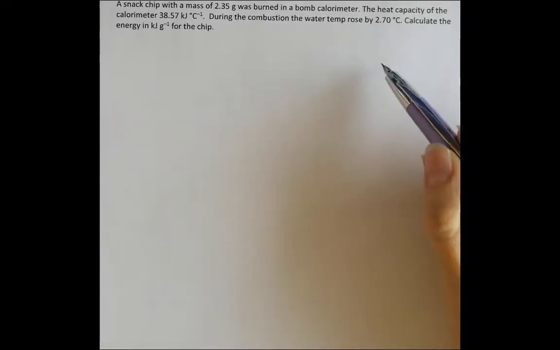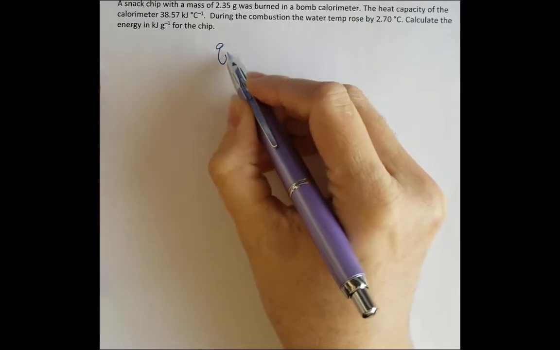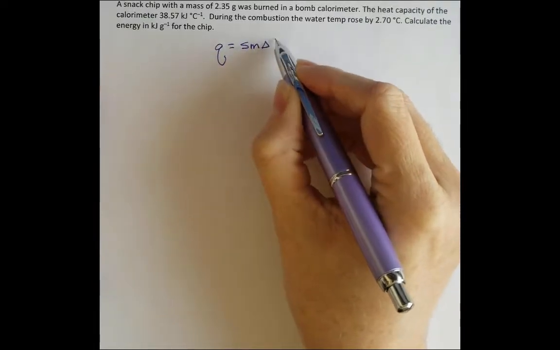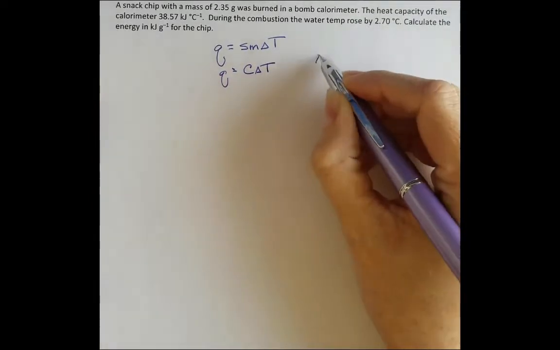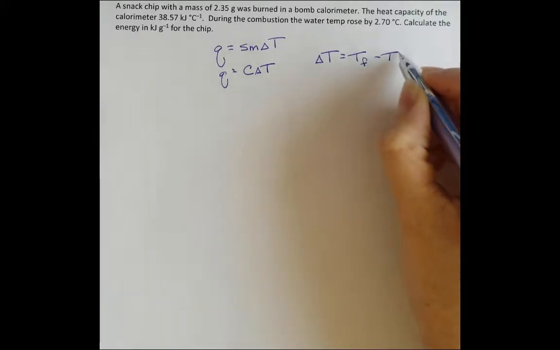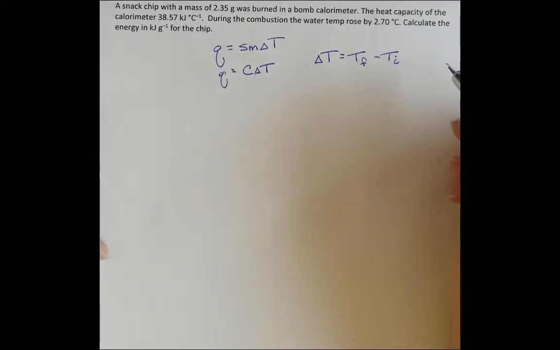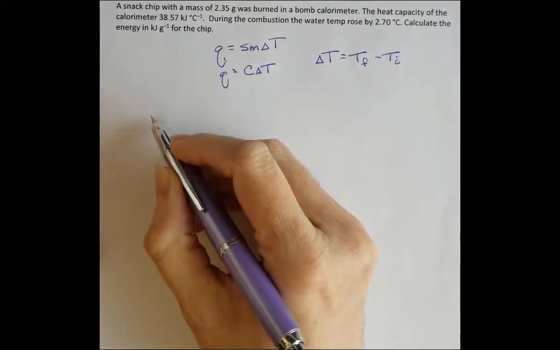So to do this problem, usually when we think about calorimetry problems, we're thinking about there's two different equations we often use. Whenever we talk about the change in temperature, that always means temperature final minus temperature initial. As we get set up, sometimes it's also useful to do a picture of some sort.